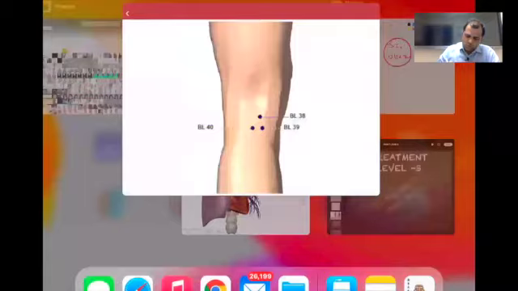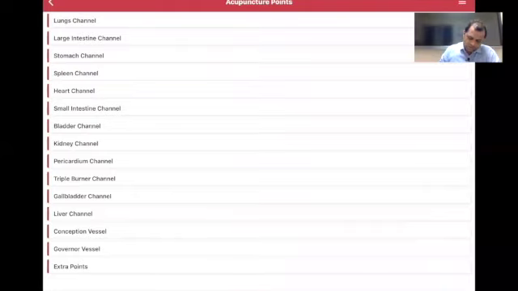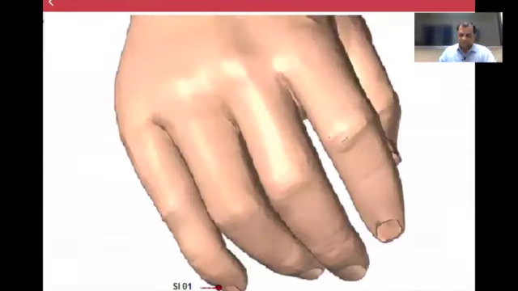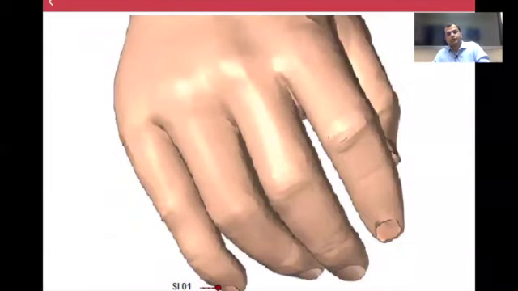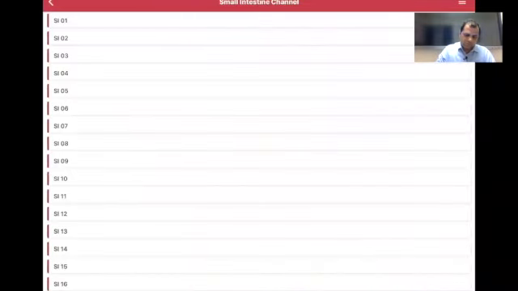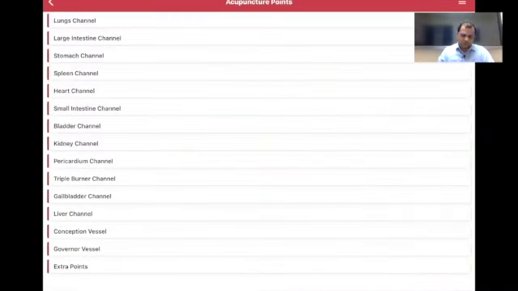So the SI1, if you see the SI1 point, it will be on the fingertip. Look at here. This is the location of small intestine 1, and this is the Jing-Well point of the small intestine meridian. So we press the SI1 and, along with this, we press the urinary bladder 67.